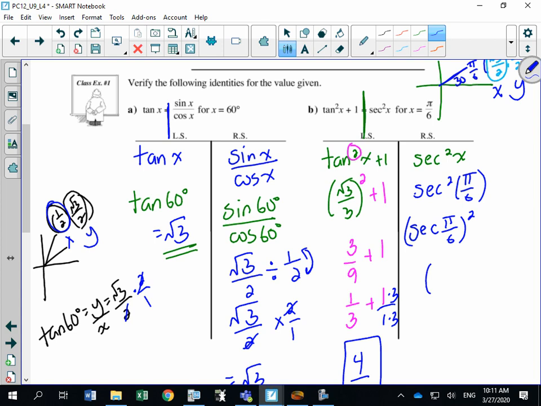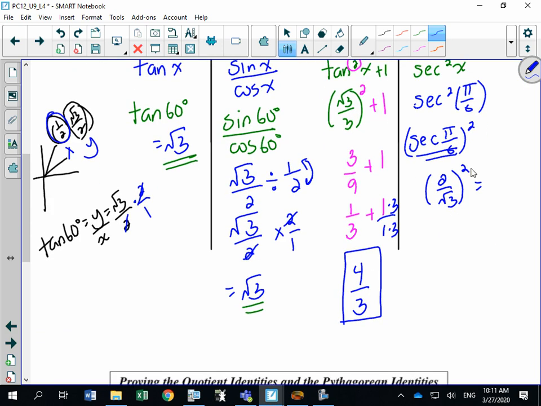So secant would be 2 over root 3. So secant of pi over 6 is 2 over root 3 because it's the reciprocal of cos, and I'm going to square that. When I square this, 2 squared is 4. And when you square a radical, you get rid of the radical sign. So root 3 times root 3 is just 3. My identity is verified because left-hand side equals right-hand side.